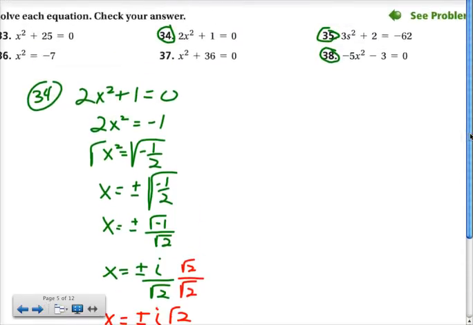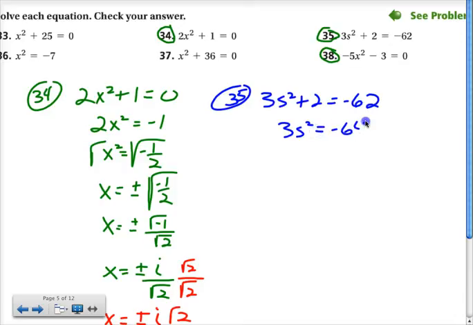The next one that I wanted to go through was 35, which is 3s squared plus 2 equals -62. So again, this one does not have an s term sitting by itself. So I'm going to go ahead and solve by isolating the variable. So we'll subtract the 2 from both sides, and then we'll divide by the 3, and we'll take the square root.